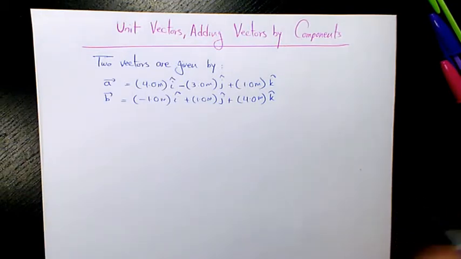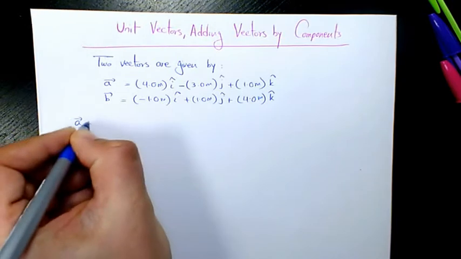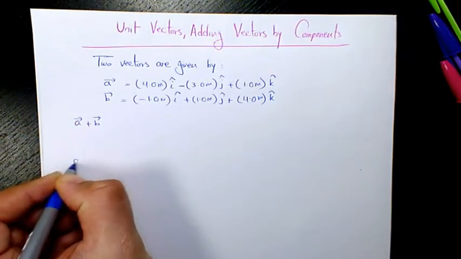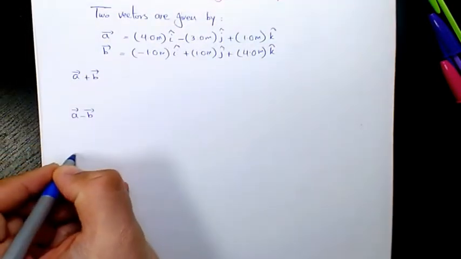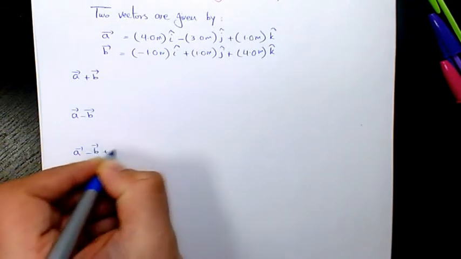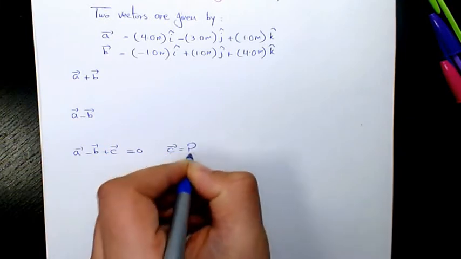In this video I want to show you some examples regarding unit vectors and adding vectors by components. The first example: I have two vectors given by a equals 4i minus 3j plus 1k, and b is negative 1i plus 1j plus 4k. In unit vector notation, find a plus b, and then find a minus b, and then find c such that a minus b plus c equals 0. Find out the vector c.